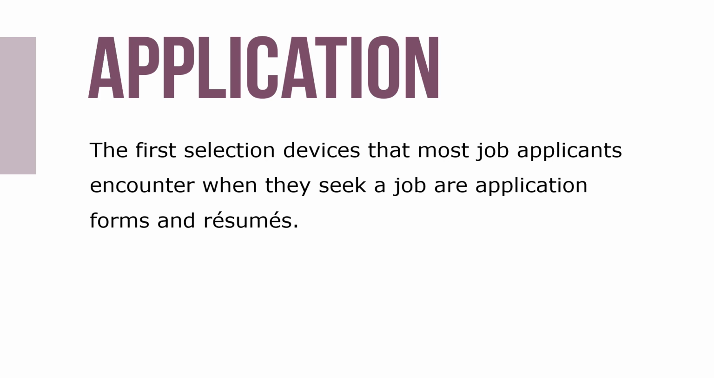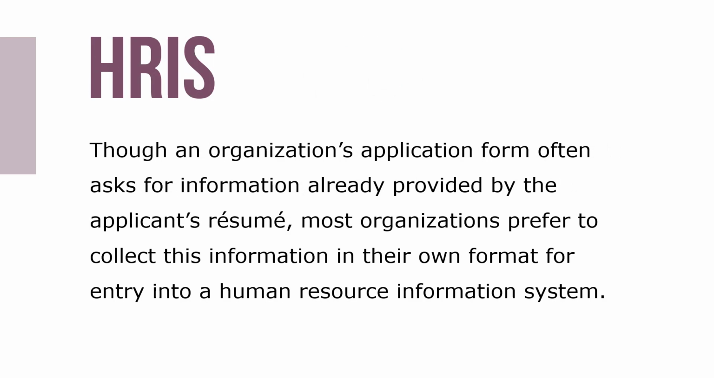The next selection devices that most job applicants encounter when they seek a job are application forms and resumes. Both contain similar information about an applicant, such as name, address, job and educational history, and so forth. Though an organization's application form often asks for information already provided by the applicant's resume, most organizations prefer to collect this information in their own format for entry into a human resource information system, known as an HRIS.